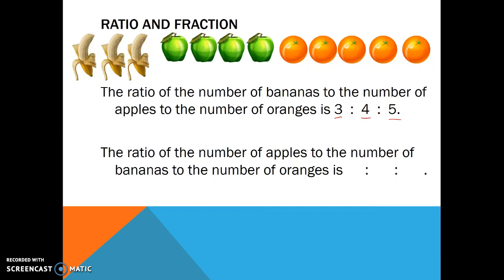Okay, let's switch the order up a little bit, and now let's look at the ratio of the number of apples to the number of bananas to the number of oranges. And just to help myself, I'm going to write the abbreviation of what I'm looking for underneath here. So apples to bananas to oranges, and we had 4 apples, 3 bananas, and 5 oranges. So our ratio is going to be 4 to 3 to 5.